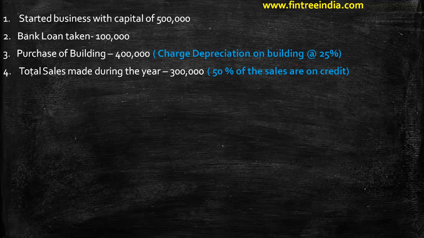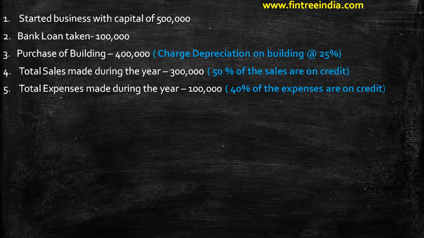Transaction number 1, we saw this transaction in the previous case where we said total sales made during the year 300,000. One new addition is that now 50% of these sales are made on credit. Transaction number 5, total expenses made during the year 100,000, out of which 40% of the expenses have been made on credit. Now using these transactions, let us prepare a balance sheet and an income statement.